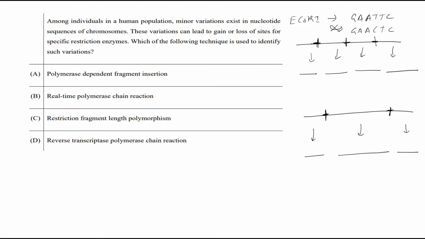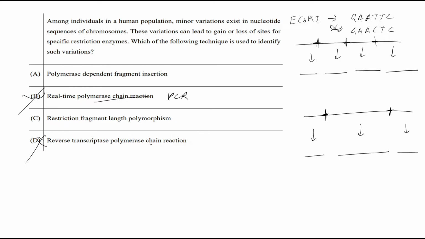So let's move on to the options. We all know polymerase chain reaction or PCR is used for amplification of DNA. So this will not be the answer. RT-PCR, no. So option A or C, any one of those will be the correct answer. Let's see option C, polymorphism.